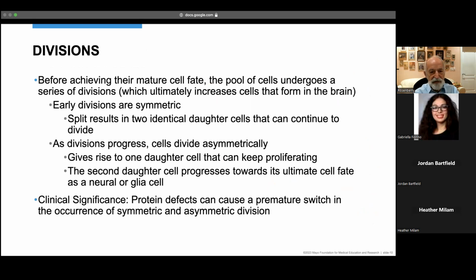Before achieving their mature cell fate, pools of cells undergo a series of divisions, which ultimately increases cells that form in the brain. Early divisions are symmetric, resulting in 2 daughter cells that are identical. And as the divisions progress, cells divide asymmetrically, giving rise to 1 daughter cell that can keep proliferating, and the second daughter cell progresses toward its ultimate cell fate as a neural or glial cell. This has clinical significance in that protein defects can cause a premature switch in the occurrence of symmetric and asymmetric division.